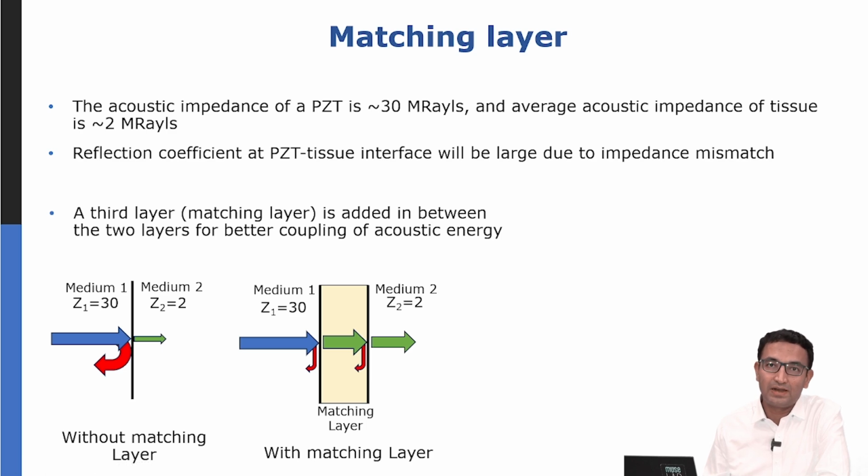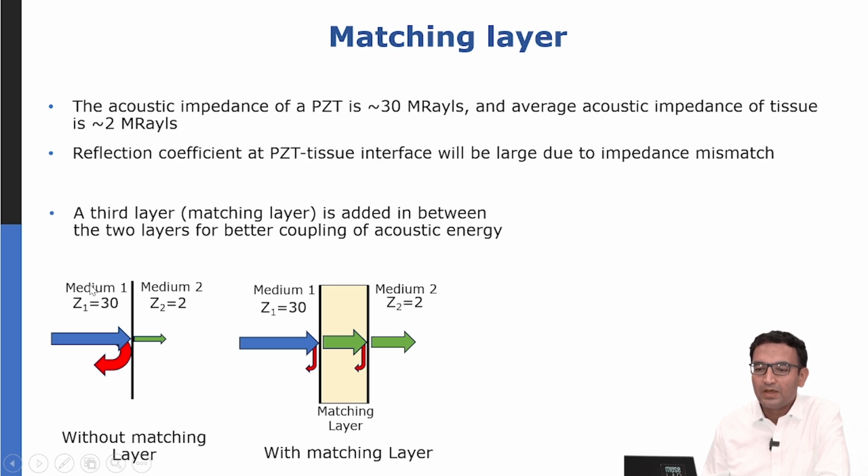So when there is acoustic impedance mismatch, what do you expect? The energy will be reflected and very little energy will actually be transmitted. To avoid this, we add a third layer in between the crystal and the tissue, which is called a matching layer. This matching layer improves the coupling of the crystal and the tissue material.